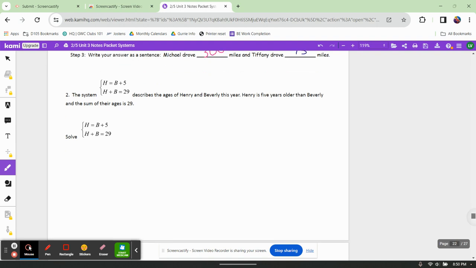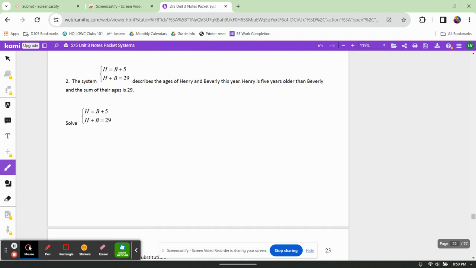All right, problem number 2. The system h equals b plus 5 and h plus b equals 29 describes the ages of Henry and Beverly this year. Henry is 5 years older than Beverly, and the sum of their ages is 29.